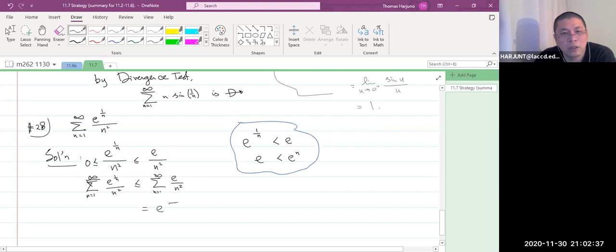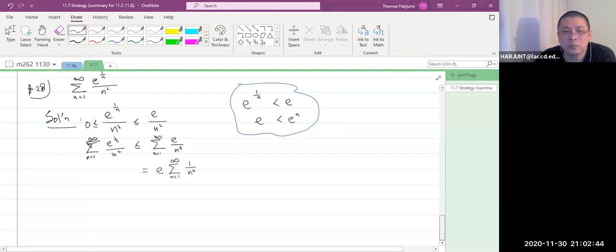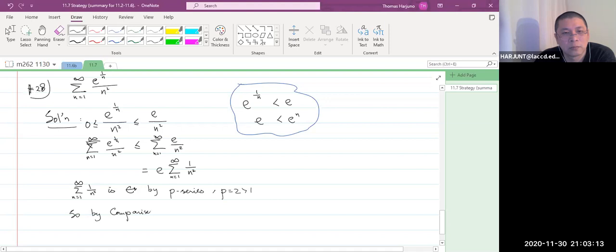This is e times the sum from 1 to infinity of 1 over n squared. This series is convergent because it's a P series, P equals 2, which is greater than 1. So by comparison test, the series e to the 1 over n squared is convergent. Ooh, that's nice.